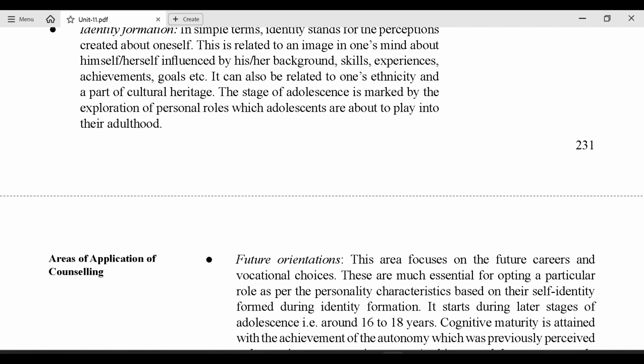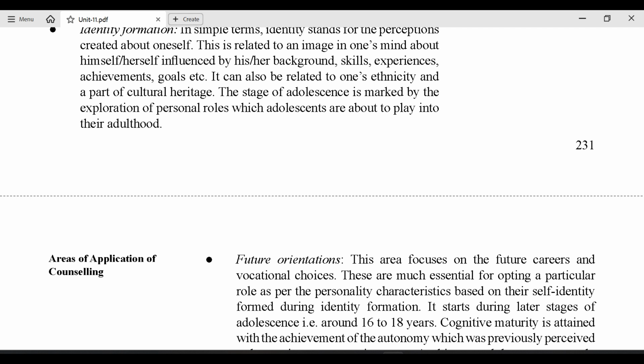Identity formation. In simple terms, identity stands for the perceptions created about oneself. This is related to an image in one's mind about himself/herself, influenced by his/her background, skills, experiences, achievements, goals, etc. It can also be related to one's ethnicity and a part of cultural heritage. The stage of adolescence is marked by the exploration of personal roles which adolescents are about to play in their adulthood.